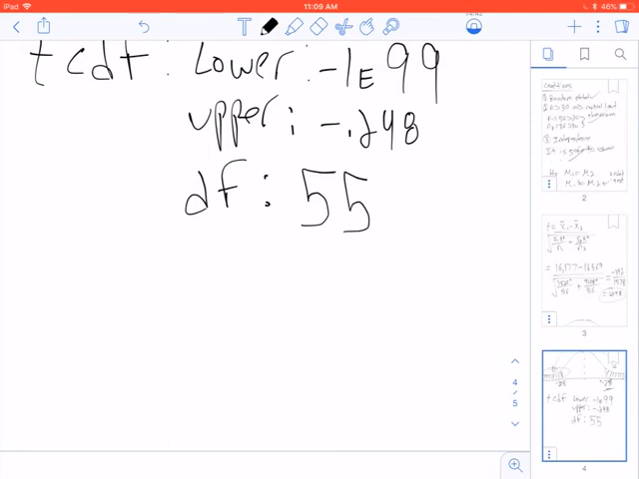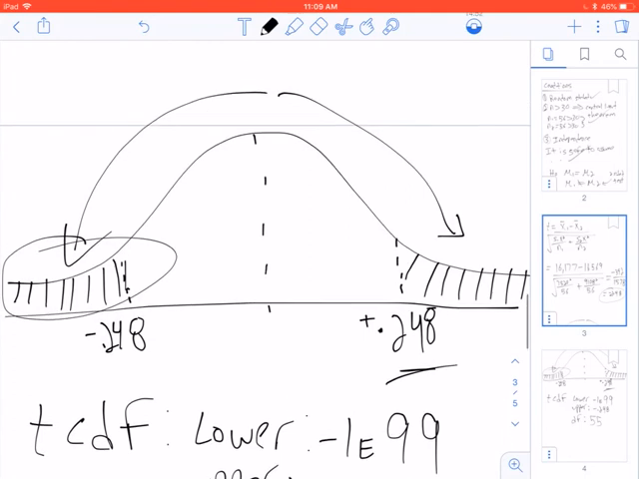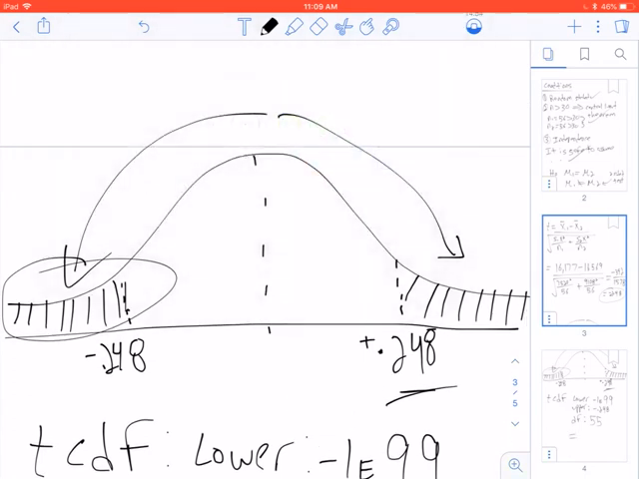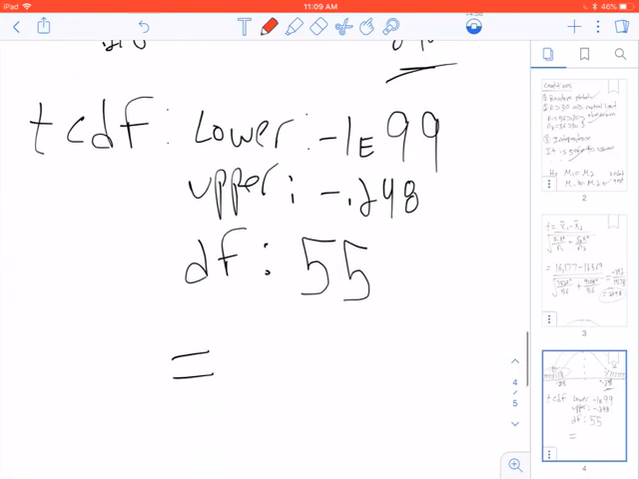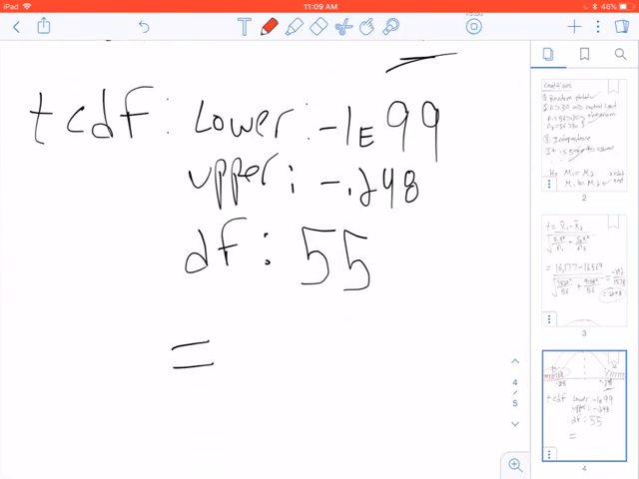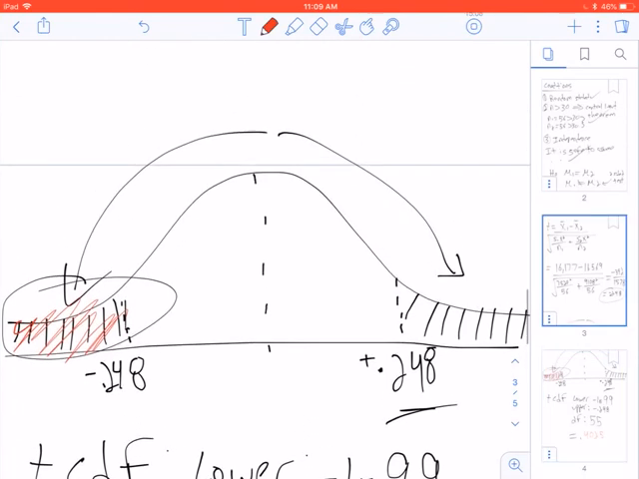So I'll do this on my calculator right now. I see tCDF, if I put in negative 1E99, comma, negative 0.248, comma, 55, I'm going to come out with an area. So the area that I'm talking about right now is this area right here, and that's going to be equal to 0.4025.